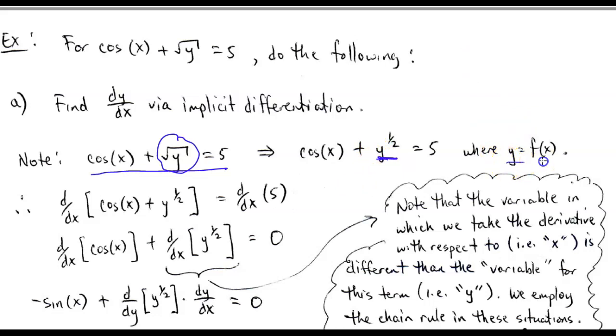Now, we're also assuming here that y is a function of x. Why are we doing that? Well, number one, they told us, hey, let's do it via implicit differentiation. And number two, we're saying that the derivative of y is going to be taken with respect to x. So to be able to do that, we have to assume that y is a function of x.